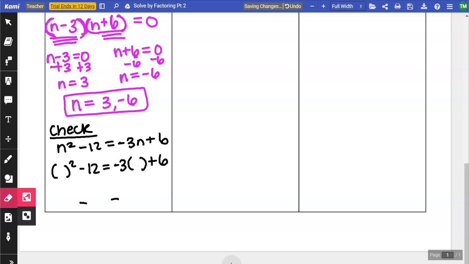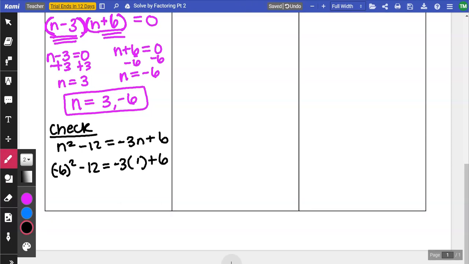So I'm just going to erase this so I can use that spot again. So negative 6 squared minus 12 equals negative 3 times negative 6 plus 6. So this would be 36 minus 12 is equal to 18 plus 6. 36 minus 12 is 24. 18 plus 6 is also 24. So yes, both answers do give us a true statement. So we know that our 2 solutions are correct.